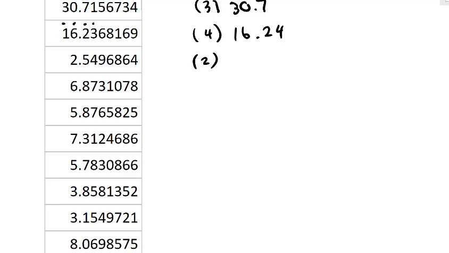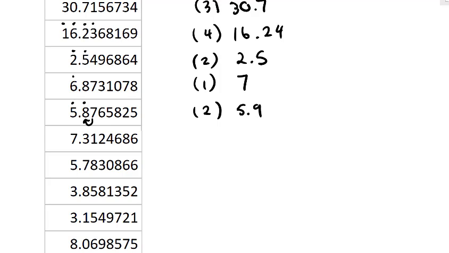Okay, let's go to, say, 2 significant figures, 1, 2. So 2.5. Let's go to 1 significant figure. It's going to round up to 7. To 2 significant figures, it's going to round to 5.9. So rounding that one up because that's a 7.